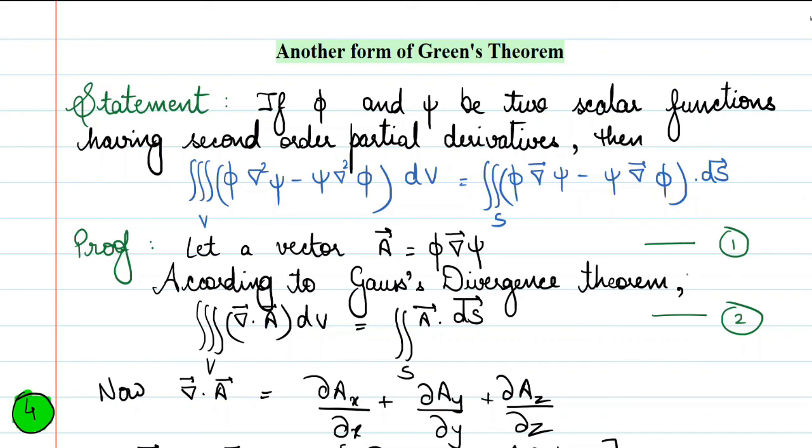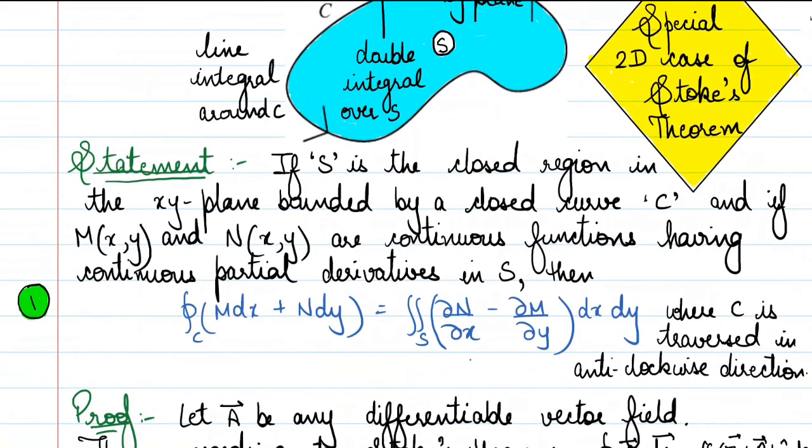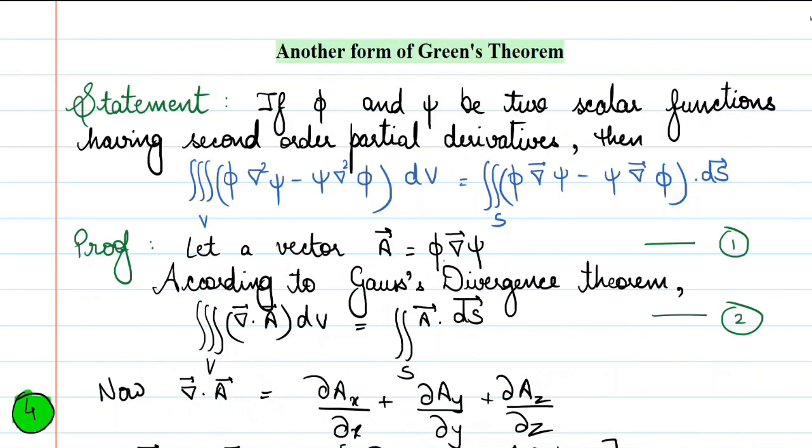If in the exam you are asked to do Green's theorem in a plane, then you have to perform the first one, the theorem relating line integral with the surface integral. But if you are just asked to do Green's theorem or derive Green's theorem, then you can choose either of these two versions. And now you know that Green's theorem has two versions or two types. One relates line integral with the surface integral, and the other relates volume integral with the surface integral.